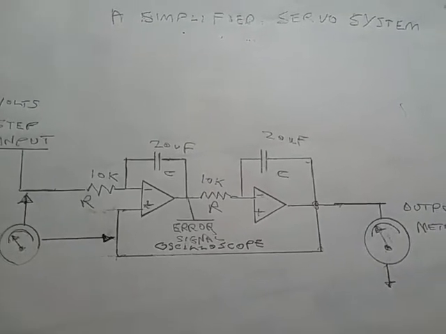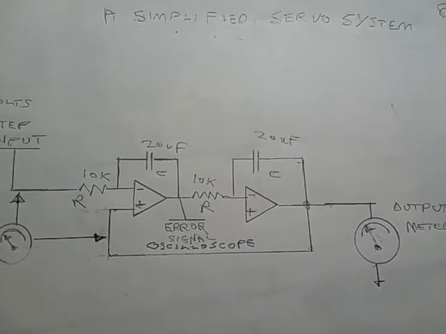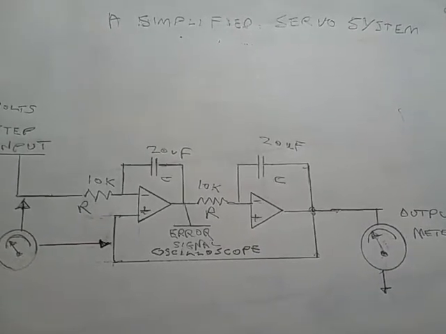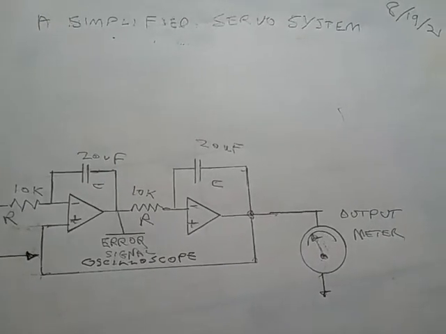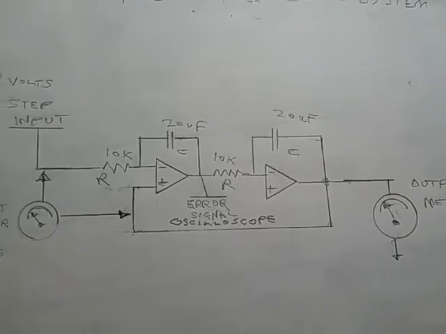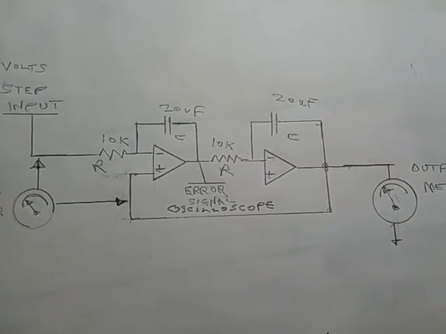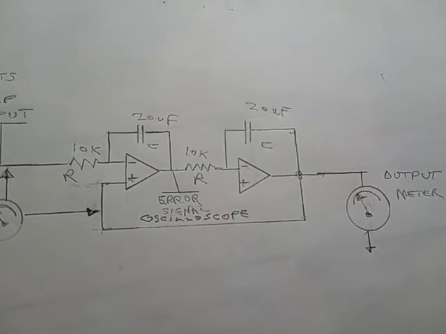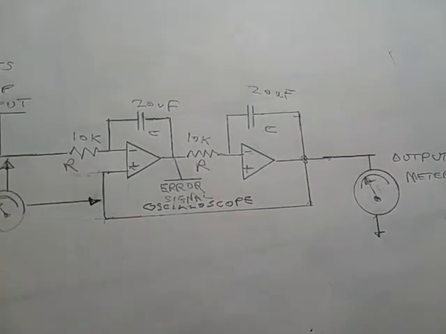To make this system as clear as possible, I have simplified an electronic servo design. Again, the goal is for clarity because control systems get very complex very rapidly. So the idea is to keep it as simple as possible for the purpose of understanding.